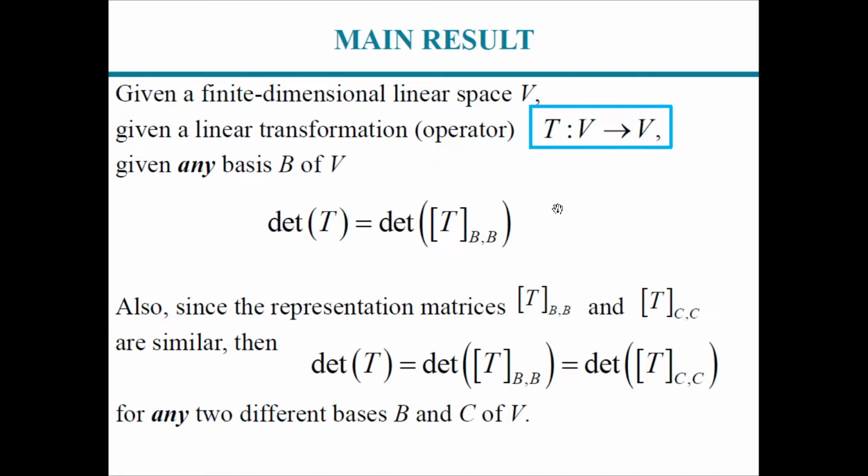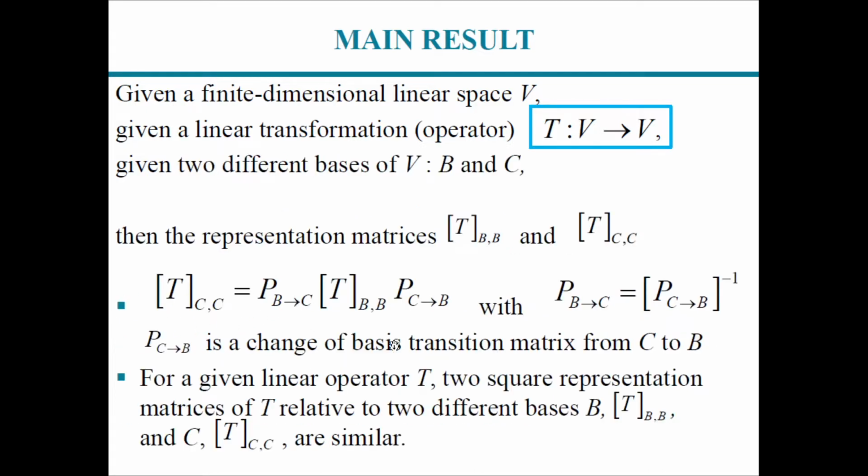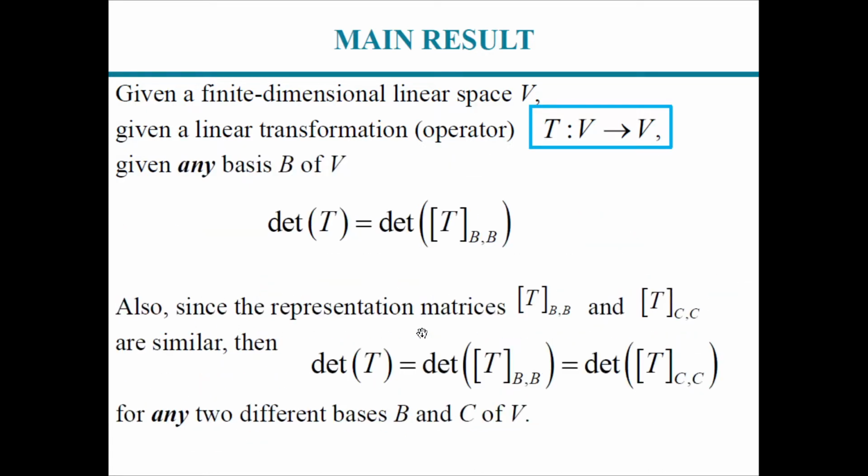Obviously, when we go from V to W, then we don't have square matrices, so we cannot talk about the determinant. So this is really related to linear operators, because we go from V to V and we use the same basis. Okay, so those are the main results. There's no big deal here. It's simply this result, and we will see how to find it.